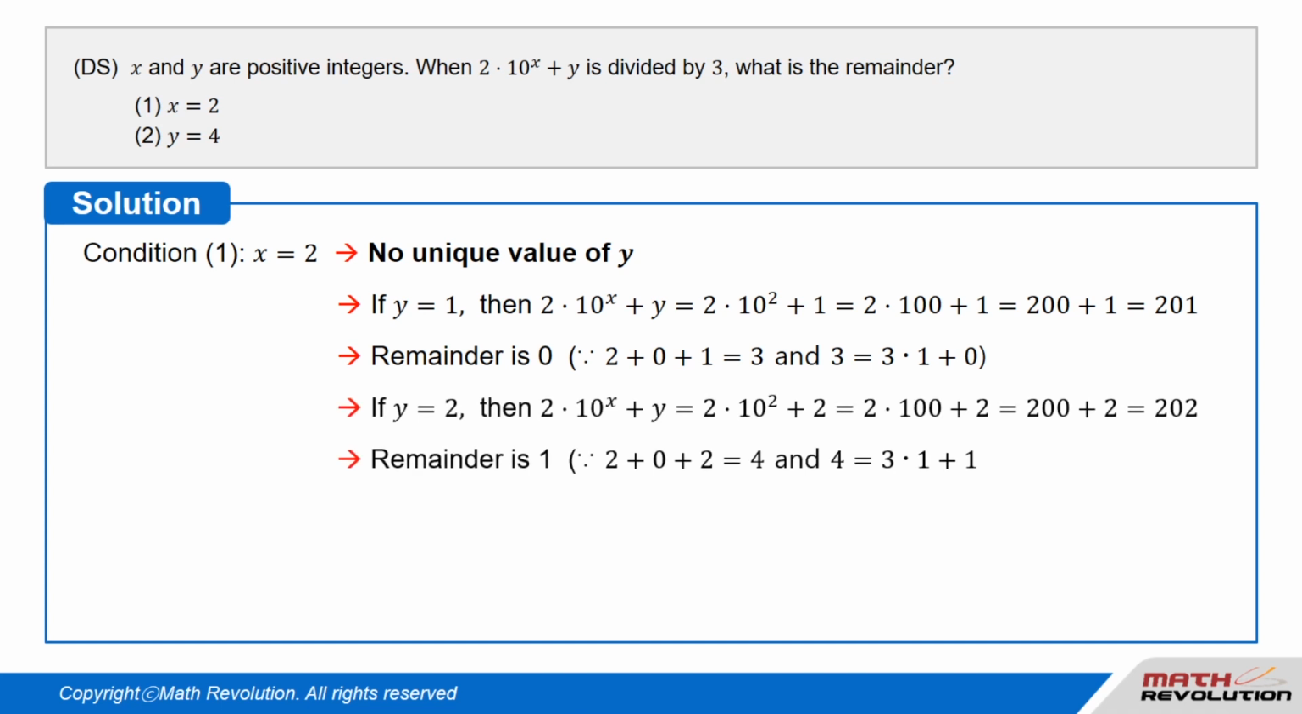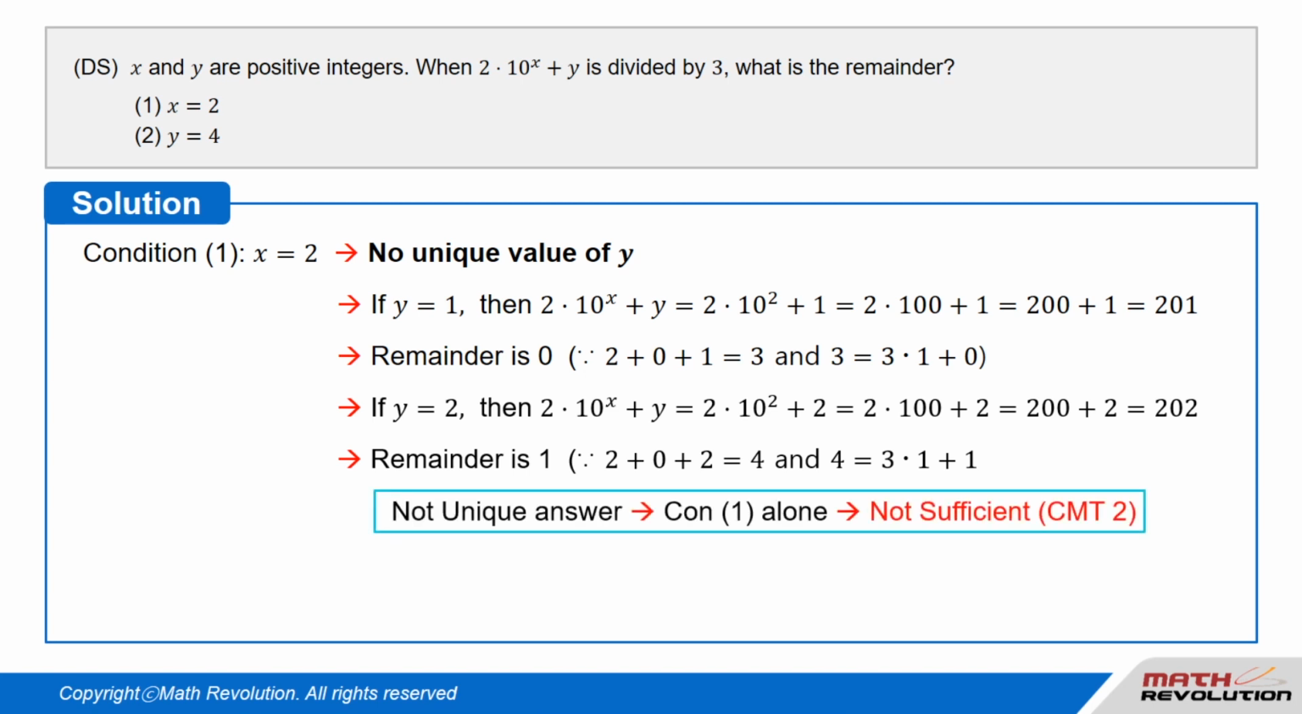And if y equals 2, then 2 times 10 to the power of x plus y equals 2 times 10 to the power of 2 plus 2, which equals 2 times 100 plus 2, which equals 200 plus 2, which equals 202, which has 1 as its remainder since 2 plus 0 plus 2 equals 4, and 4 equals 3 times 1 plus 1. So this condition is not sufficient by CMT2, which states that the number of answers must be 1. This is an integer question at the 50 to 51 level.